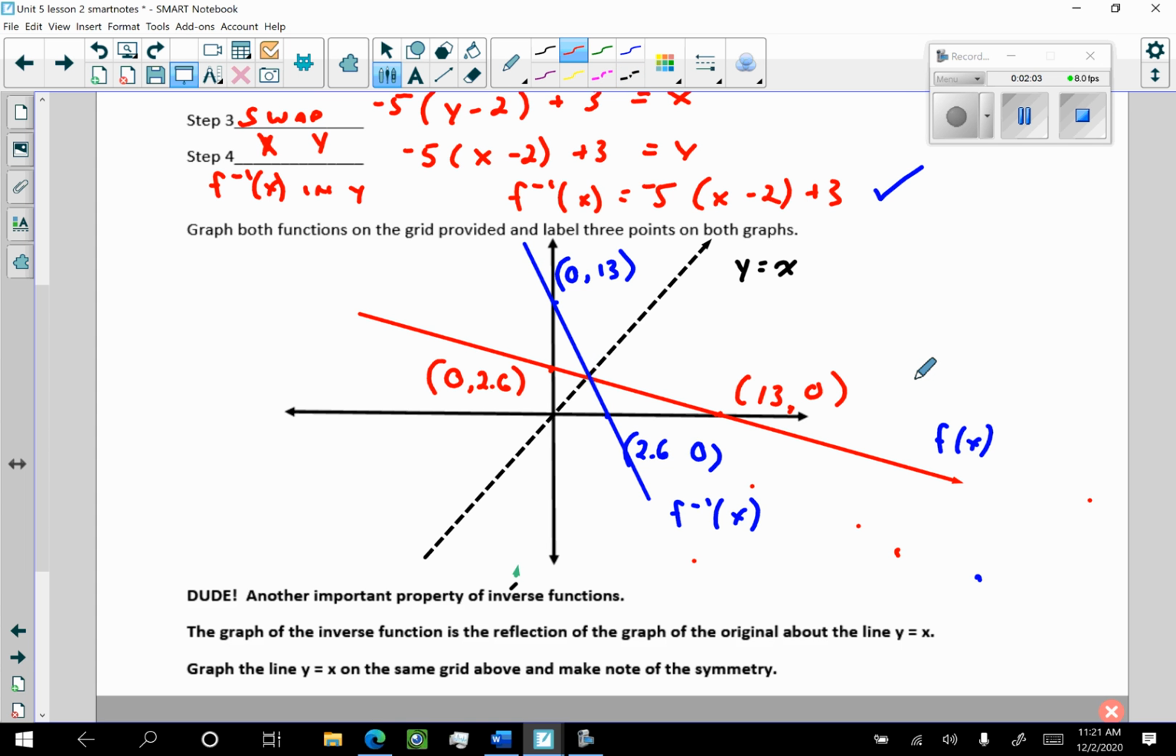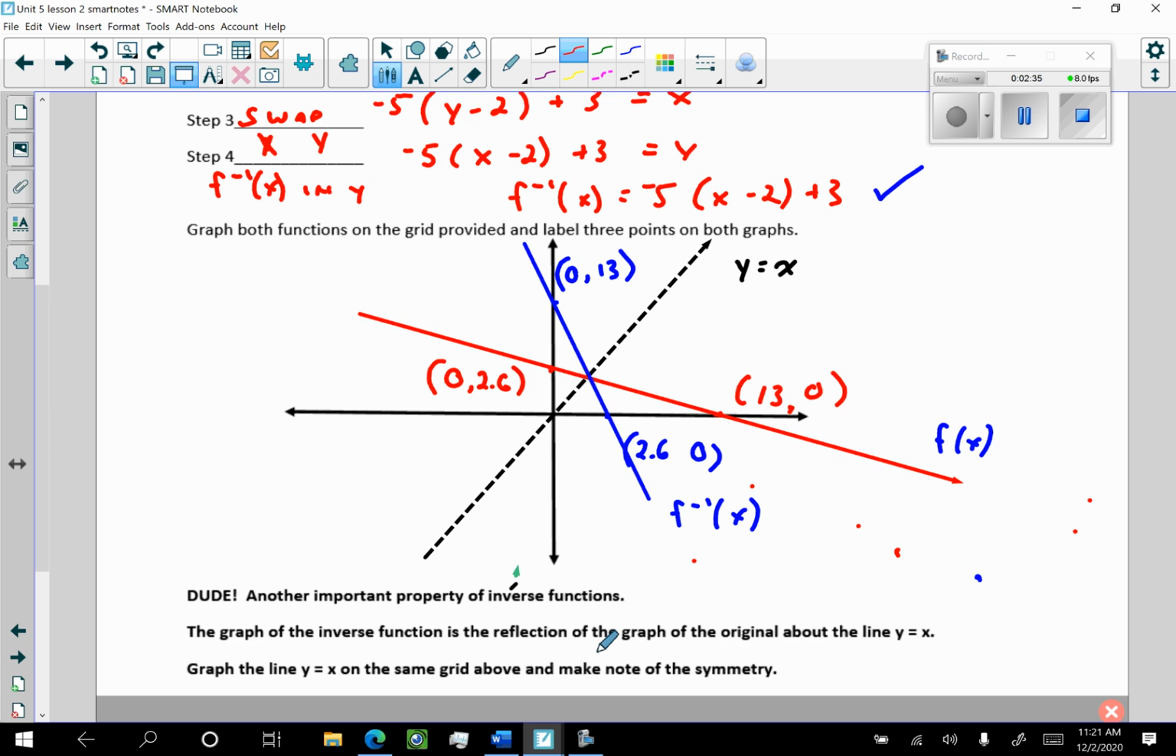So we're going to talk about another activity about this reflection. If I took the blue and reflected it about this line y equals x, the blue will become the red will become the blue. And then I found the y-intercept here is going to be 0, 2.6, and that's going to be the x-intercept of the inverse. I found the x-intercept of f of x, which is 13, 0, and that's the y-intercept. 0, 13 is the y-intercept of the inverse.